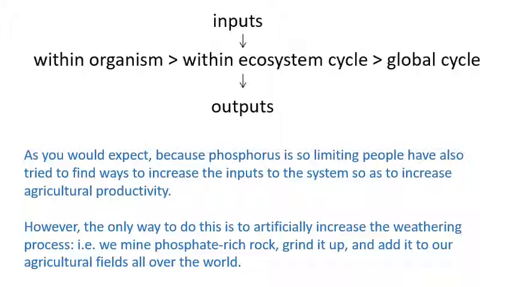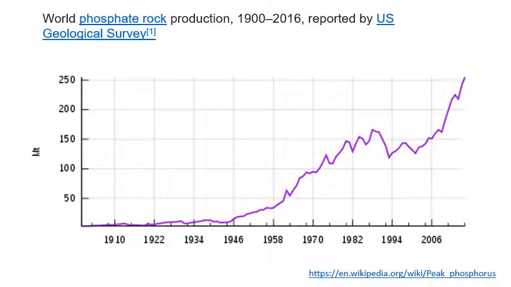However, the only way to do this is to artificially increase the weathering process. So the way we create phosphorus fertilizer is that we mine phosphate-rich rock, we grind it up, and we add it to our agricultural fields all over the world. So just like with nitrogen, we have been dramatically increasing the phosphorus inputs to all of our agricultural systems.